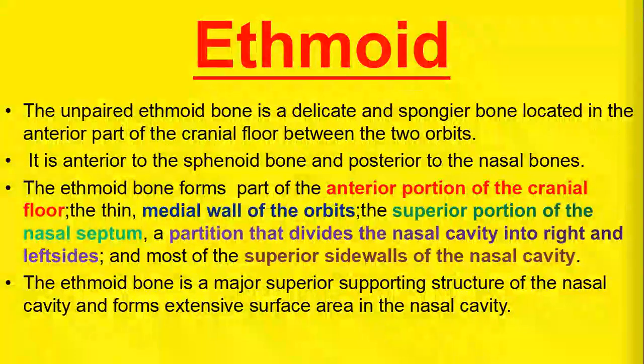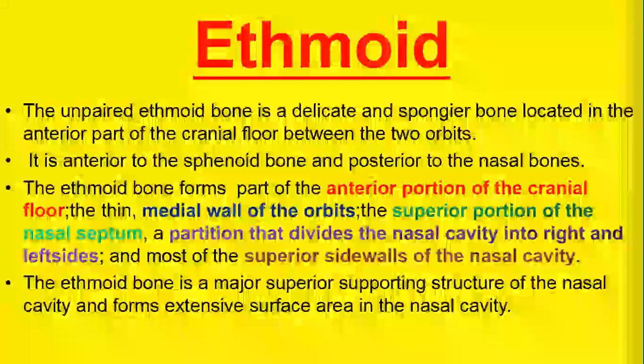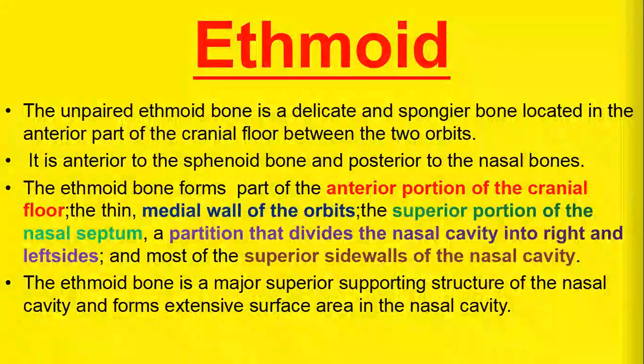Let's get to another discussion whereby we have the ethmoid bone. Remember, this is another bone of the cranium. The ethmoid bone is an unpaired, delicate, and spongier bone located in the anterior part of the cranial floor between the two orbits. It is anterior to the sphenoid bone and posterior to the nasal bones.